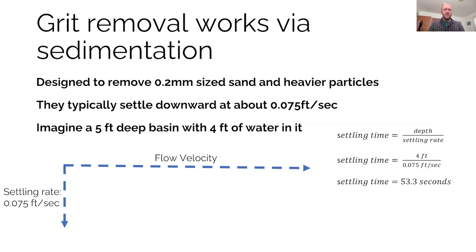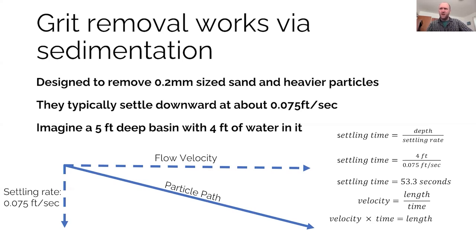And of course, if we visualize this, our flow is moving across the screen. So if sediment is settling down while it's moving, it's going to take a diagonal path. We can figure out the length of that path by the velocity of water. If our water is going 1 foot per second and it takes 53.3 seconds, and remember that 1 foot per second is what James talked about earlier, it's going to take us 53.3 feet in order to adequately settle out that size of particle.